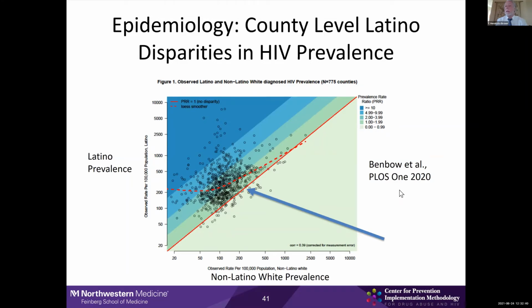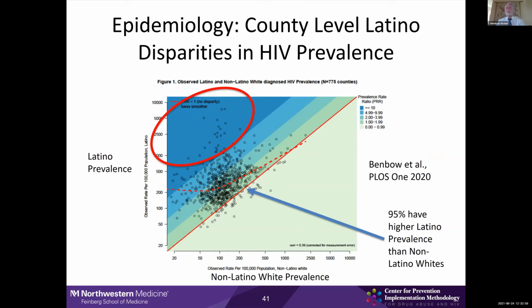They're the same rates. What you see is almost all of these dots, and each of these dots corresponds to one of the 775 counties in the United States. 95% of those have higher prevalence than non-Latino whites. It's striking. Not only that, but this dark blue area corresponds to an area where the Latino disparity is 10 times that of white non-Latinos. There are areas where it's about equivalent.